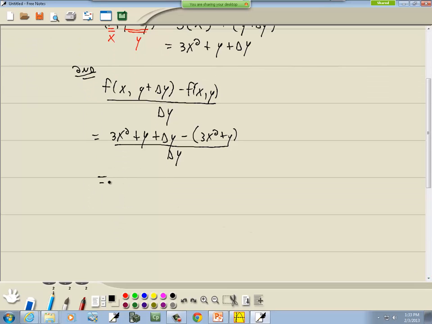Well, the negative in front of our parentheses flips the sign of everything inside, so we get 3x squared plus y plus delta y minus 3x squared minus y, over delta y. Combine like terms. 3x squared minus 3x squared drops away. Y minus y drops away. So up on top we're left with delta y, and on the bottom we're left with delta y, which just gives us 1.